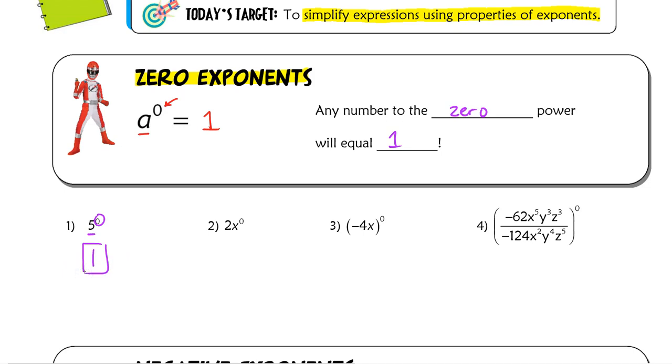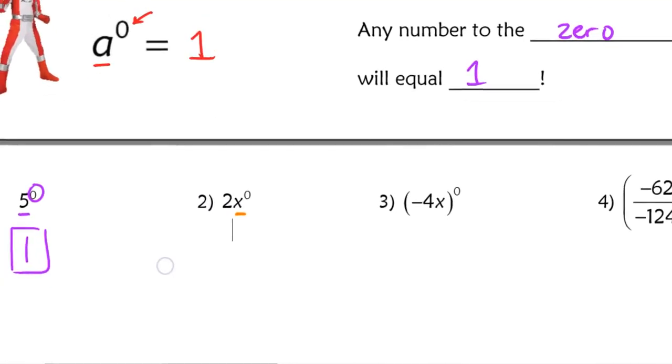Now number 2 is a little bit trickier because remember what I told you, that any number raised to the zero power is going to equal 1. Well, some people will think that this whole thing is equal to 1 because they see this 0 here. Really the only thing that's being raised to the zero power is just the x, right? So I have 2 out in front and then times x to the 0, which is 1. So overall I have 2 times 1. My final answer here is actually 2.